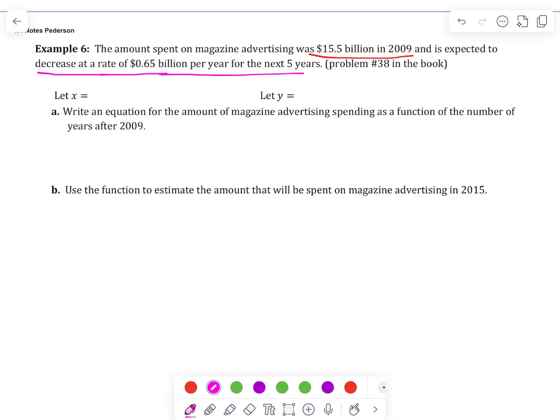We're going to let x be the number of years and y be the amount spent in dollars. It says write an equation for the amount of magazine advertising spent as a function of the number of years after 2009. So y equals mx plus b.